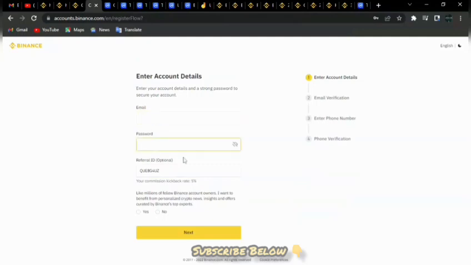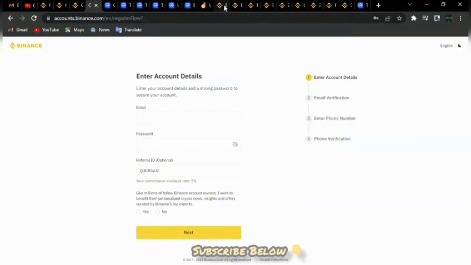Now all you need to do is to put in your email address or your phone number and put in your password. Then you want to take note of our affiliate link, which gives you commission kickbacks for life. So you get up to 5% or even more by using our affiliate link, just by registering on the Binance platform. Then you click on next and you're good to go.